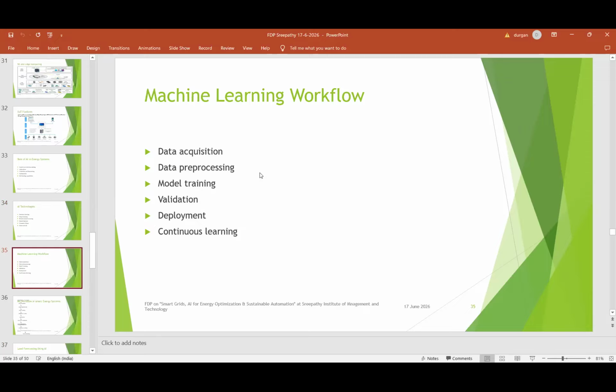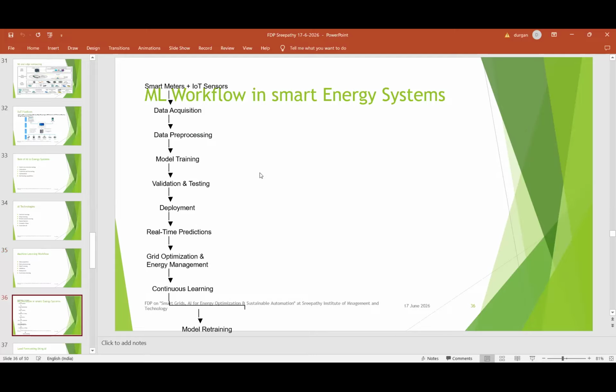So these steps show the step-by-step process or procedure of the workflow of machine learning. First data acquisition, then data pre-processing, then model training, then validation, deployment, and continuous learning. So here is the workflow. Data can be acquired, then it can be pre-processed.